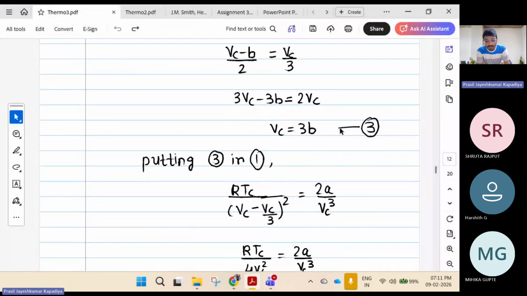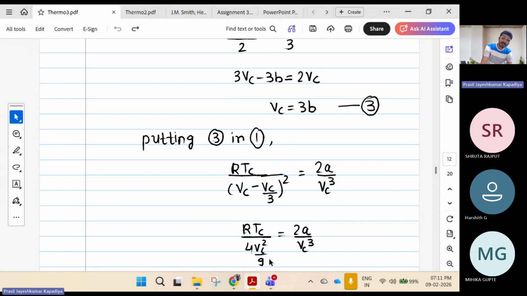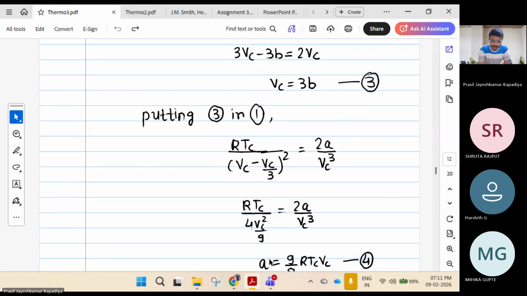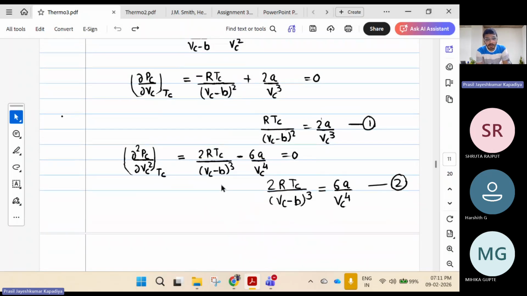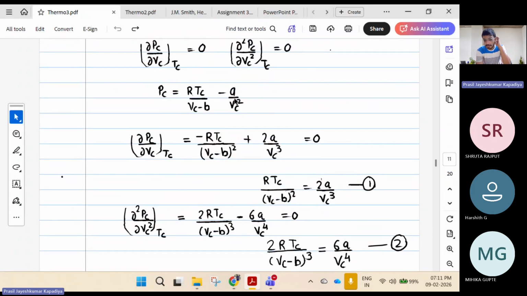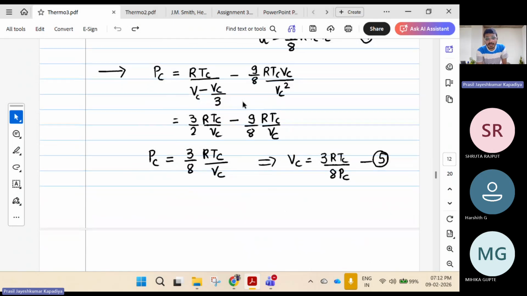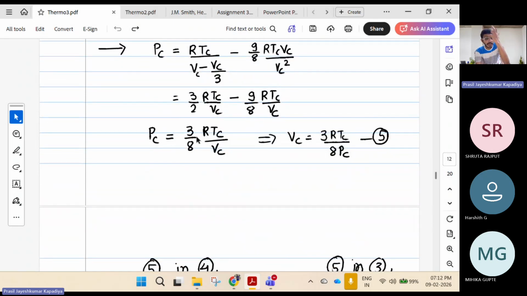So what we did, we derived the constants A and B in terms of VC and TC. But if you remember this meniscus experiment, volume measurement will be difficult, but temperature and pressure measurement will be easier. So what I will do now, I have this equation: PC is equal to RTC by (VC minus B) minus A by VC square. So if I put B equal to VC by 3 and A equal to 9 by 8 RTC VC, I get this equation that PC is equal to 3 by 8 RTC by VC, and VC I can get from here, 3 by 8 RTC by PC.